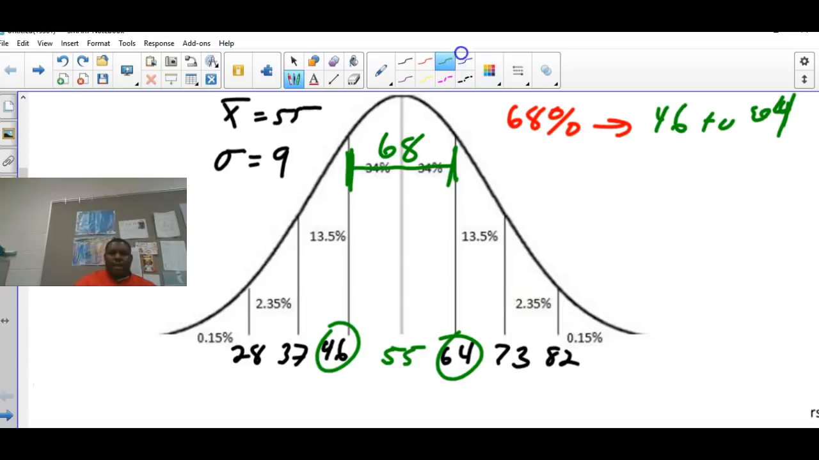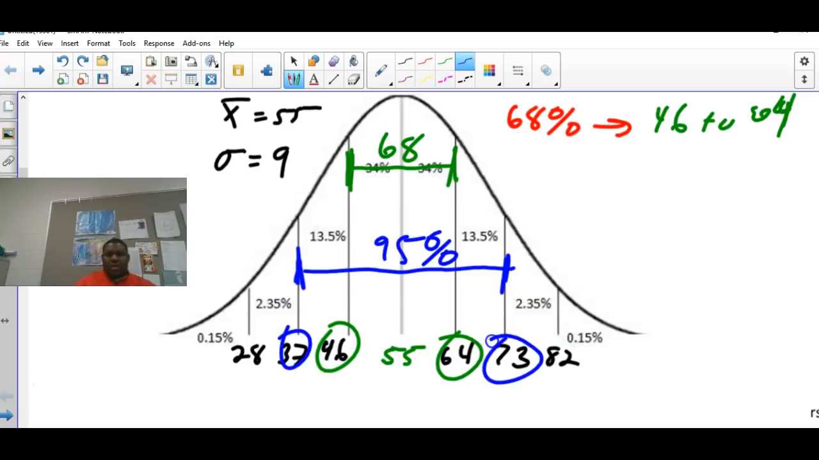And then the next one says 95%. Well, remember, 2 standard deviations from the mean is 95%. So again, 1, 2, 1, 2, and that is 95%. Well, here we go. I got 37 to 73. So for 95%, 37 to 73.